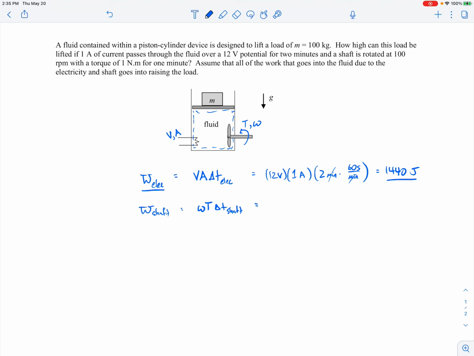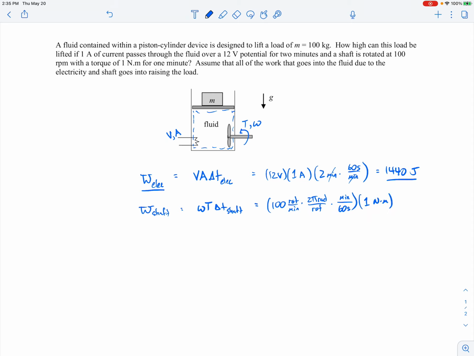And so the rotational speed is 100 RPM. It's rotations per minute. We need to convert that over to radians per second. So 2 pi radians is 1 rotation, and 1 minute, we just saw a moment ago, is 60 seconds. So there's that. The torque is 1 Newton meter.